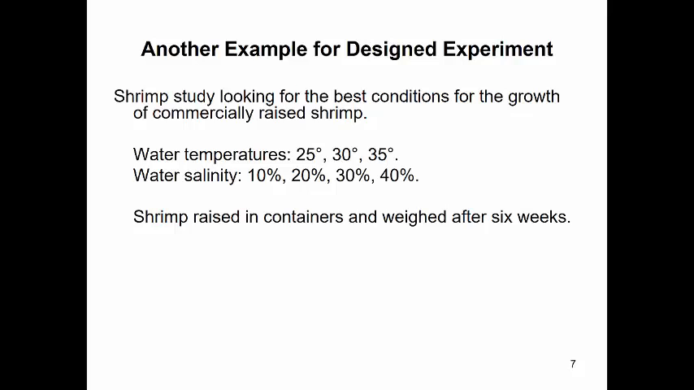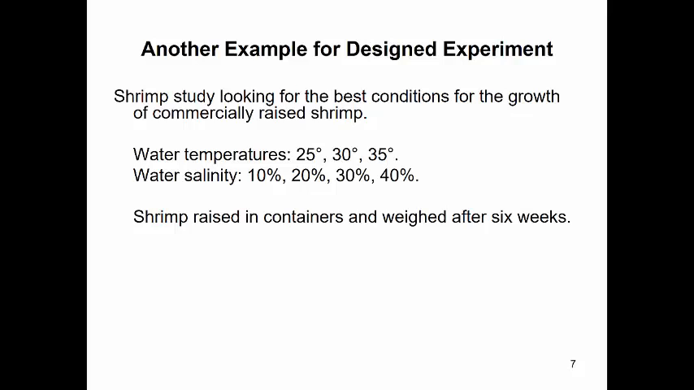Here's another example. With this shrimp study, they were looking at the best conditions for the growth of commercially raised shrimp. They're going to look at two different factors or treatments: water temperature and water salinity. For water temperature, we have three different levels: 25 degrees, 30 degrees, and 35 degrees. For salinity, we have 10%, 20%, 30%, and 40%. What we're going to do is raise these shrimp in containers and weigh them after 6 weeks.